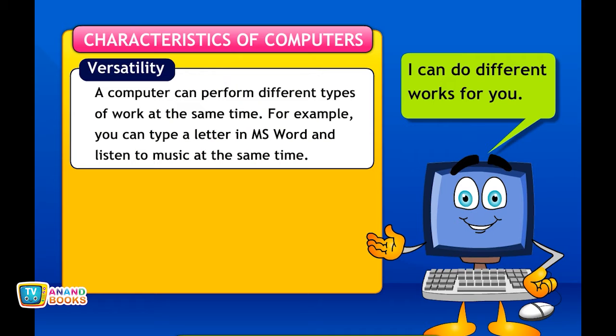Versatility. A computer can perform different types of work at a time. For example, you can type a letter in MS Word and listen to music at the same time.